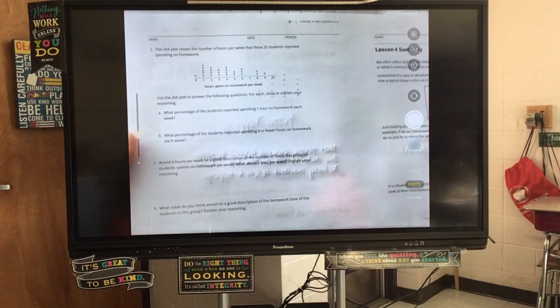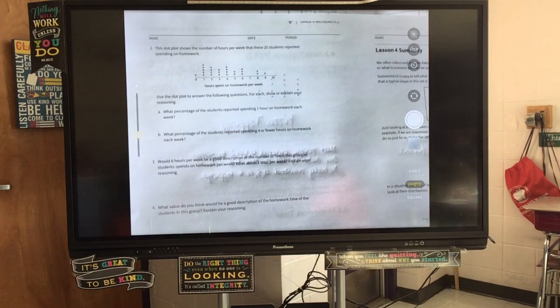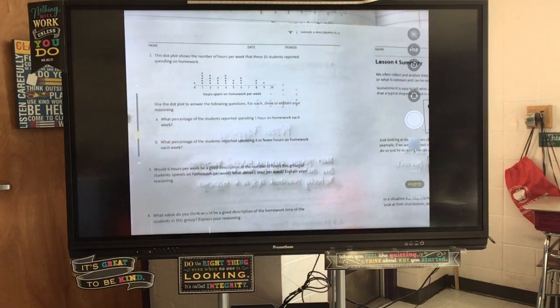Alright, looking at number 2. It says this dot plot shows the number of hours per week that these 25 students reported spending on their homework. Use the dot plot to answer the following questions. For each, show or explain your reasoning. What percent of the students reported spending 1 hour on homework each week? What percentage of students reported spending 4 or fewer hours on homework each week? You're going to answer A and B together as a group, and then stand up when you're done.